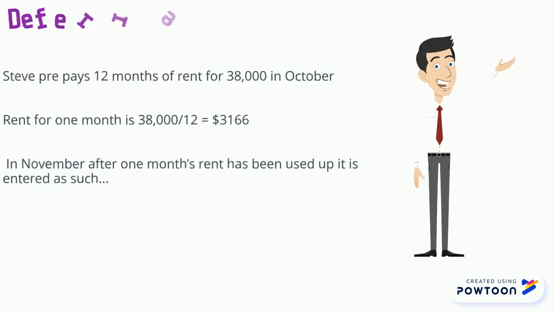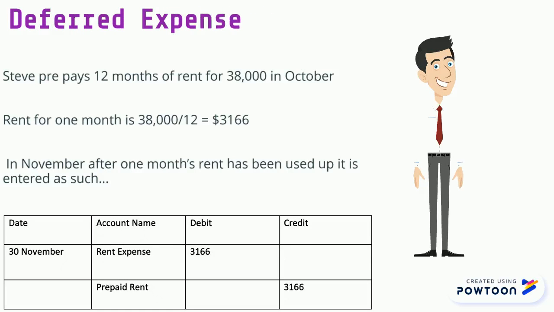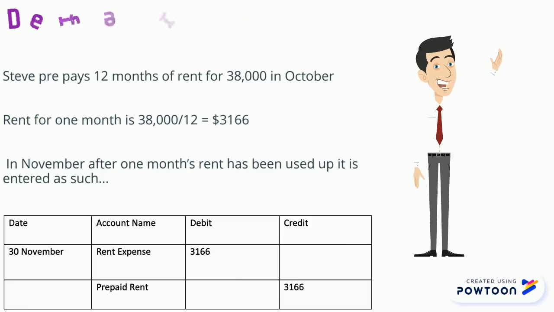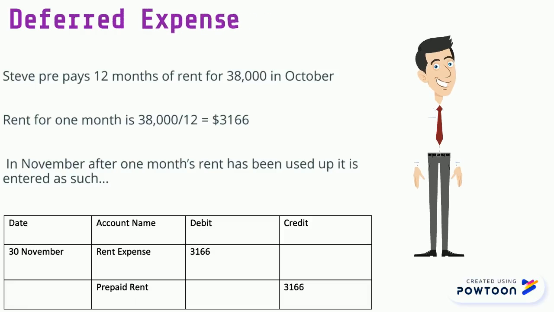Deferred expense is where cash is paid before the expense is incurred. Now, for example, Steve prepays 12 months of rent for $38,000 in October. Firstly, what we do is find the rent for 1 month, which would be 38,000 divided by 12, which becomes 3,166 for the month. In November, after 1 month's rent has been used up, you debit rent expense and credit prepaid rent as it is an asset and it is being used up.